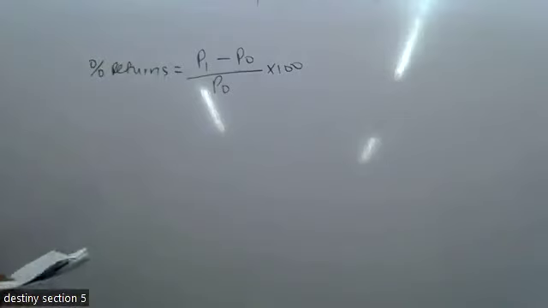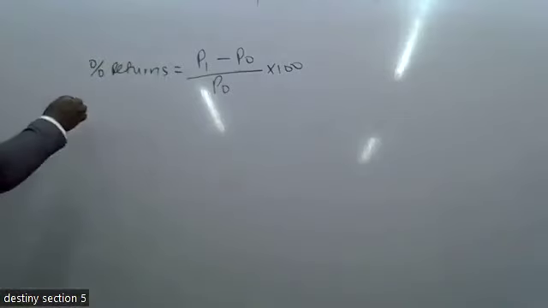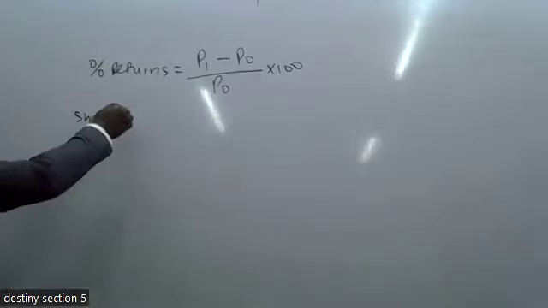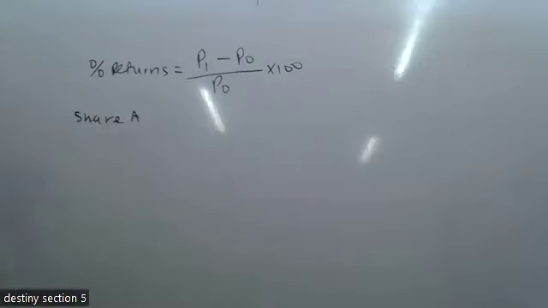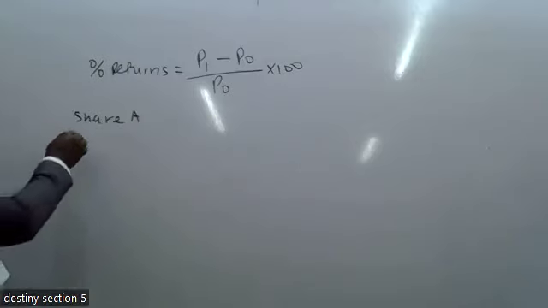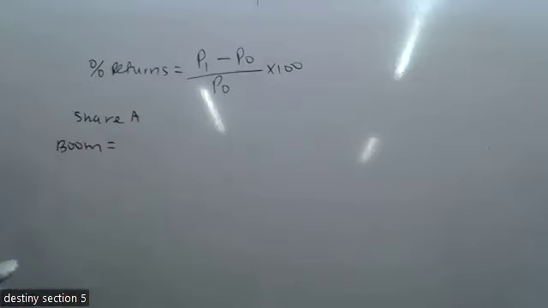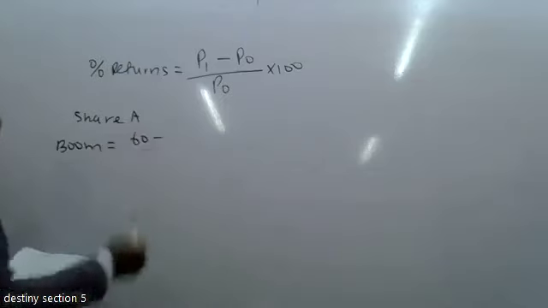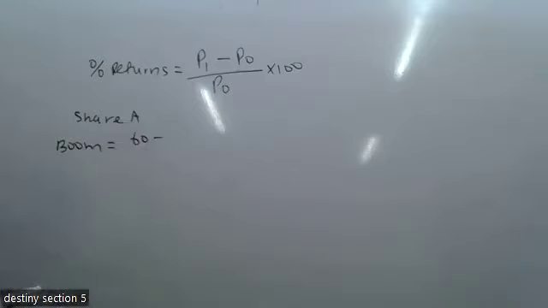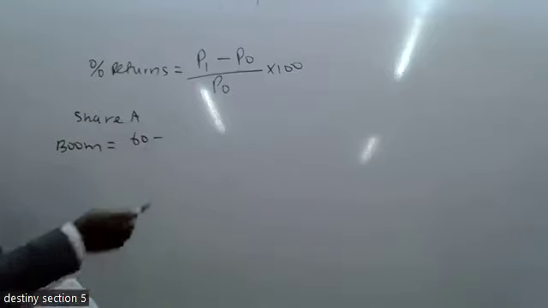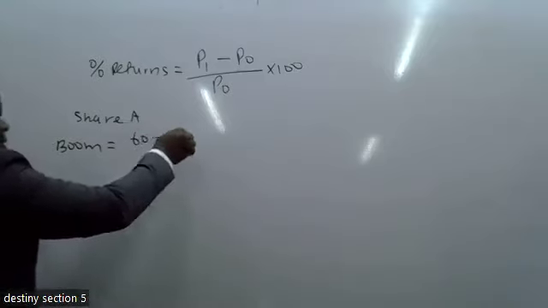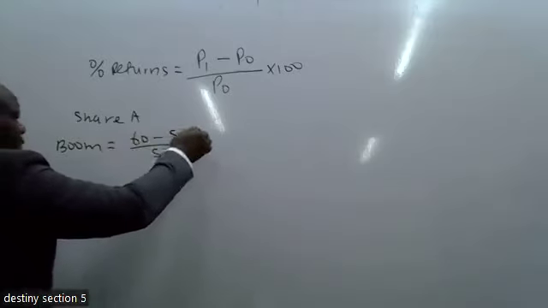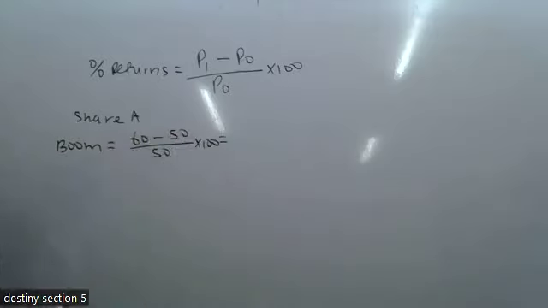We start off with share A. Under share A, there is boom. For boom, it is 60, that's the forecasted price. But when you check the current market price, they gave you 50 shillings per share. So 60 minus 50, then divide again by 50, and express it as a percentage.